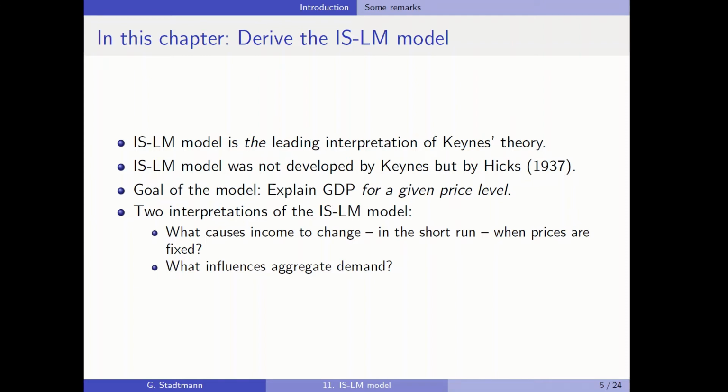So we have two different interpretations of the IS-LM model. One interpretation is that we want to answer the question, what causes income to change in the short run when prices are fixed? And the other idea is that we want to find out what influences aggregate demand. We want to develop a model which is a little bit richer compared to only focusing on the quantity equation.